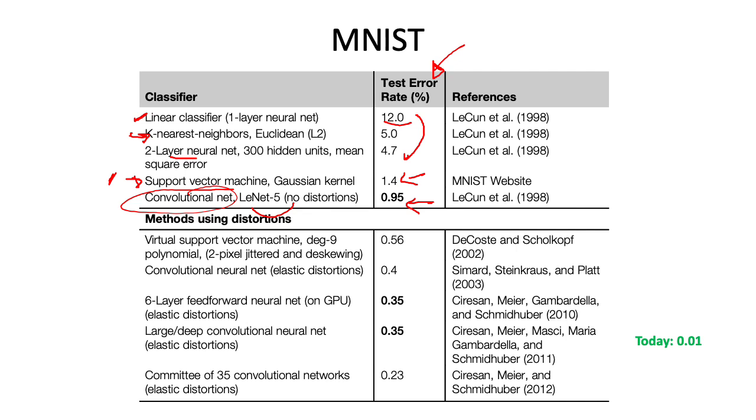And then people have tried all different types of convolutional neural networks with all different variations and depths. But today the error is at 0.01%. Can you imagine that we can recognize handwritten digit images using convolutional neural networks with 99.9% accuracy?